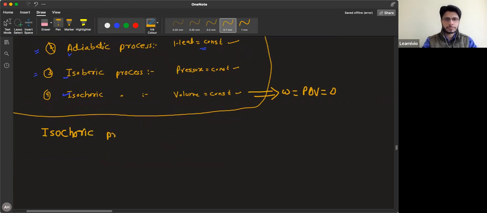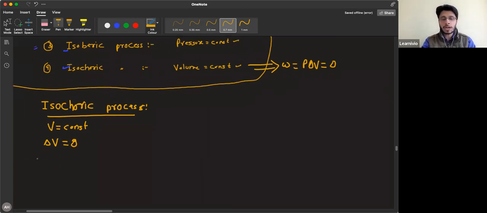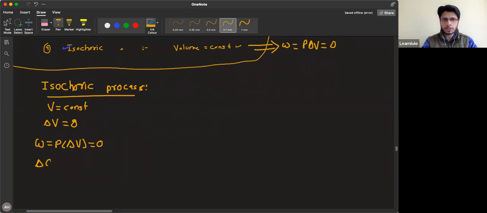Isochoric process means volume is constant. So if volume is constant, that means change in volume is equal to 0. If change in volume is 0, that means work done is 0, because work done is nothing but a change in volume. If volume is not changing, the system is not doing any work, so work done will be 0. Applying this to the first law of thermodynamics, which says delta Q is delta U plus W, if work done is 0, then delta Q is equal to delta U.